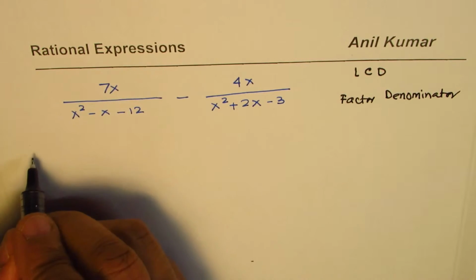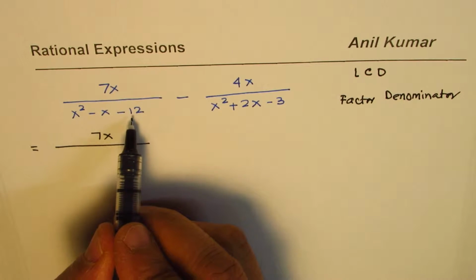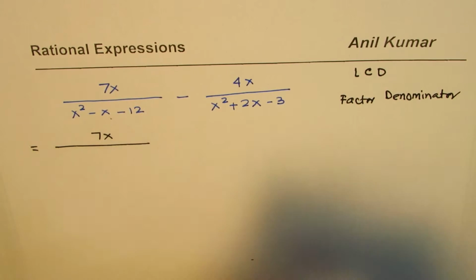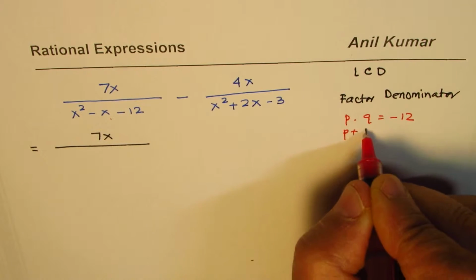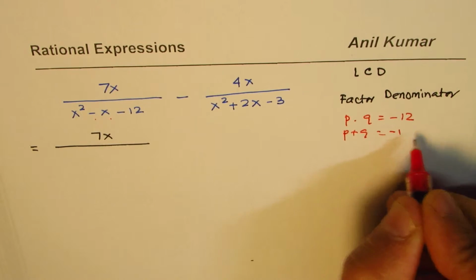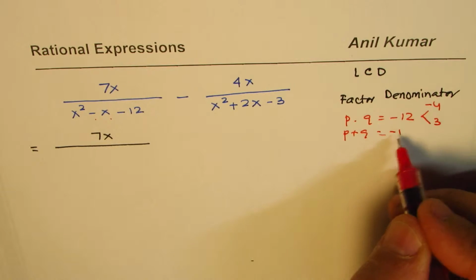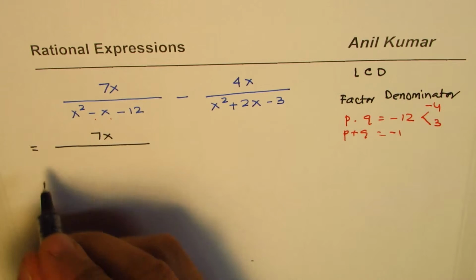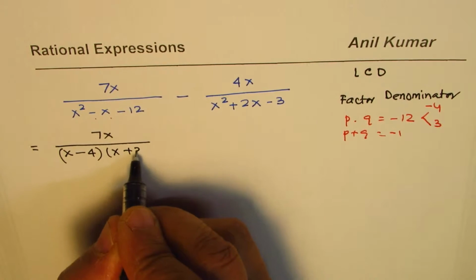In this particular example, we can write the rational expression as 7x in the numerator. We are looking for two numbers whose product is minus 12 and whose sum is minus 1. Those two numbers should be minus 4 and 3. Opposite signs, the greater one with a negative sign, since the coefficient of x is negative. So we can write this as x minus 4 times x plus 3, right?